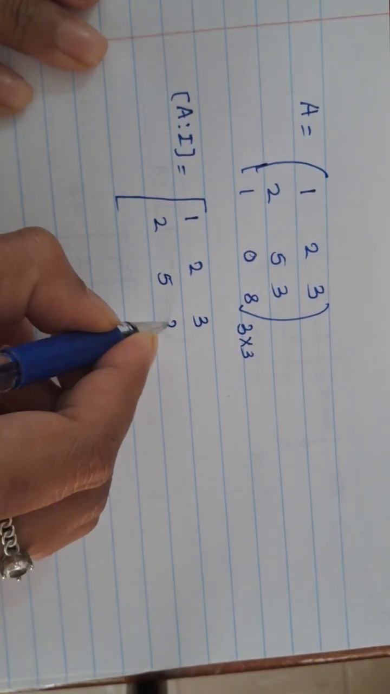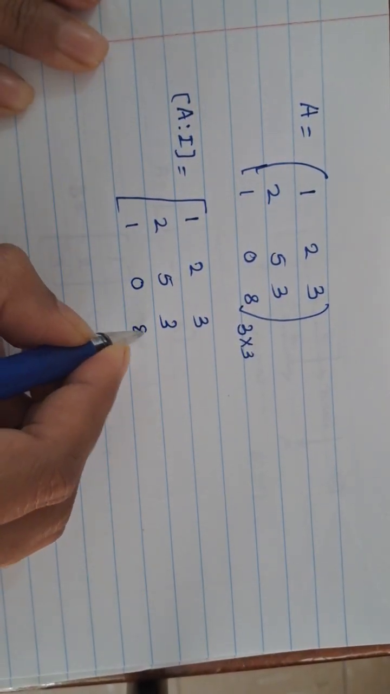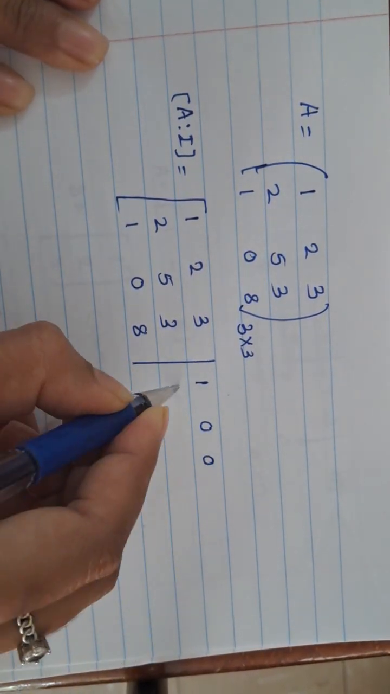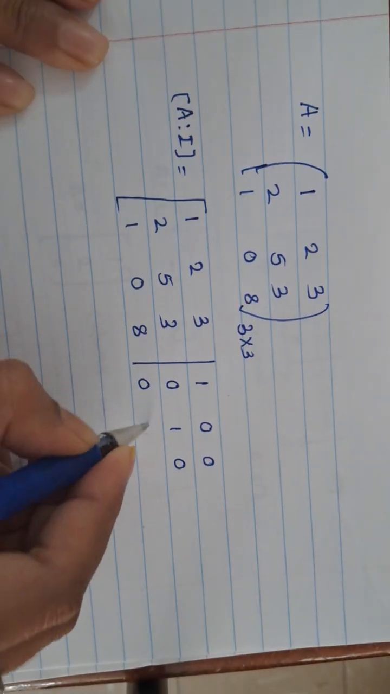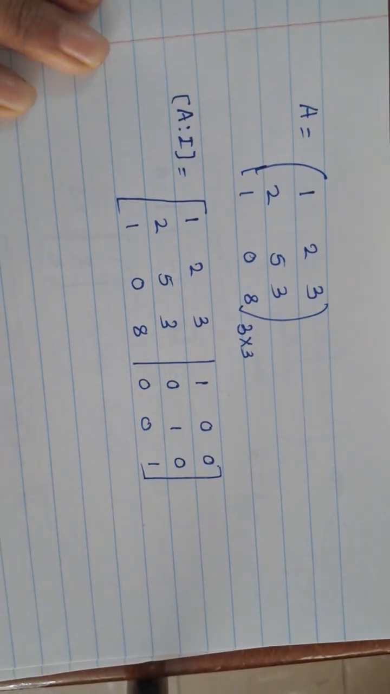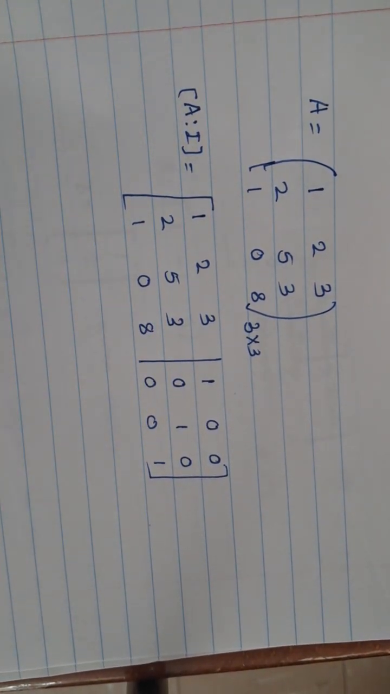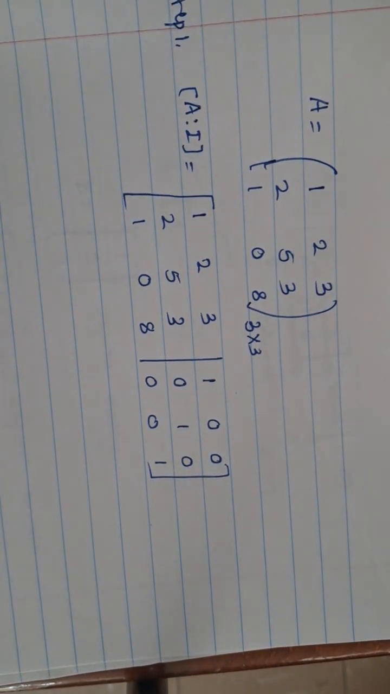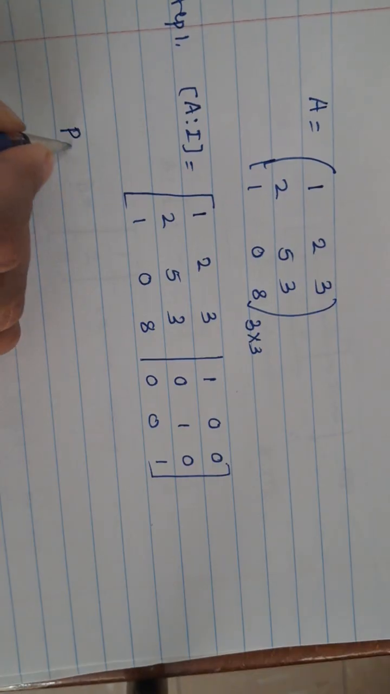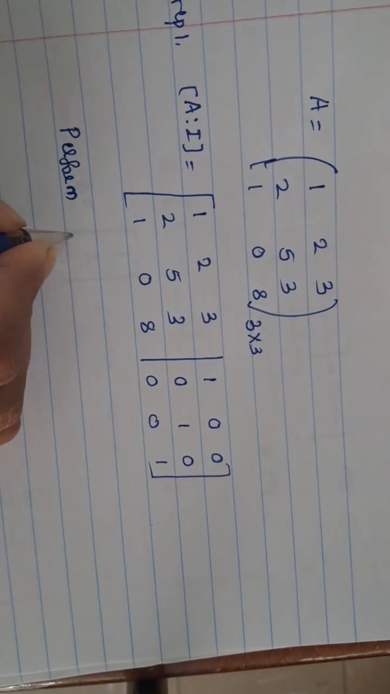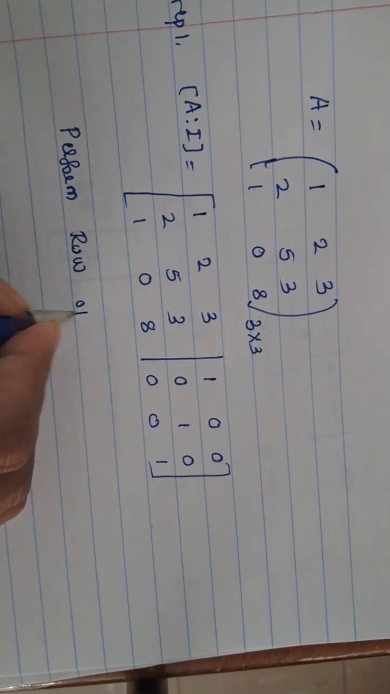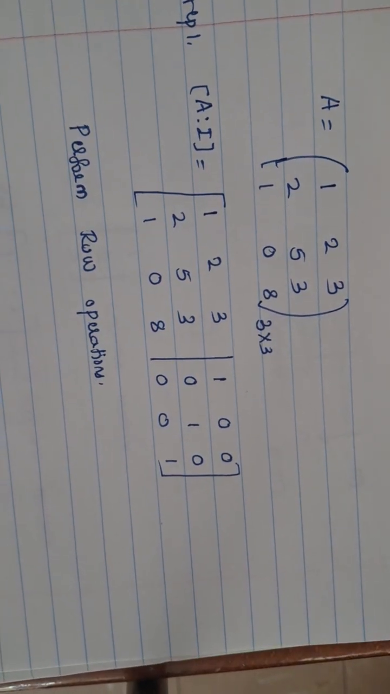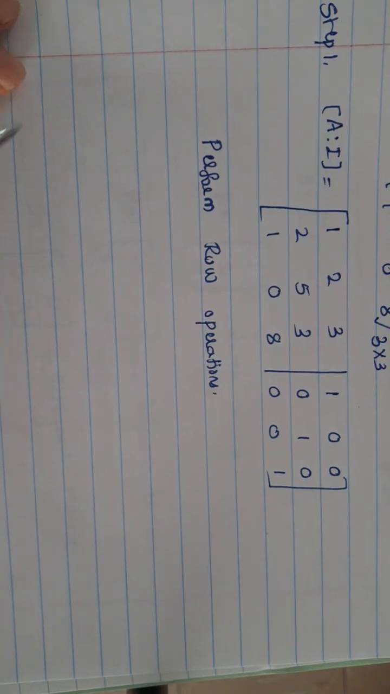This is my given matrix, and then I will augment this with the identity matrix, which is of the same order: 1 0 0, 0 1 0, 0 0 1. Okay, and now this is our first step. Step 1. All right. Now step 2 will be performing the row operations. We will perform the row operations. Now I will tell you, you need to perform the row operations in the same fashion. You can't do it however you want.